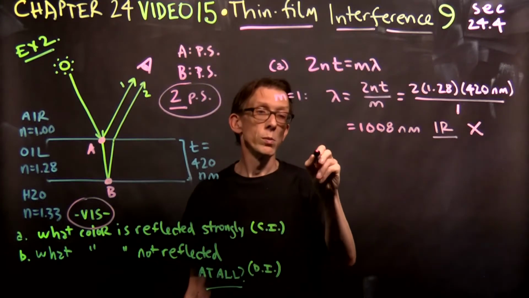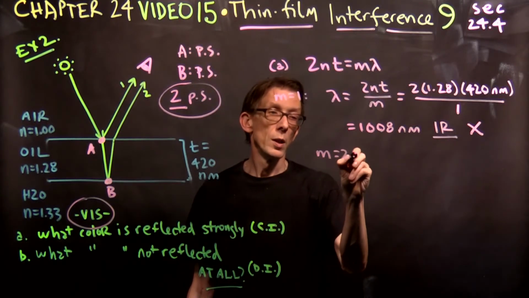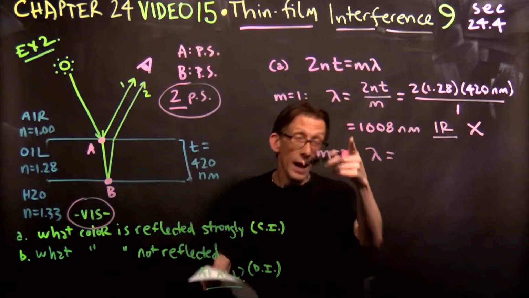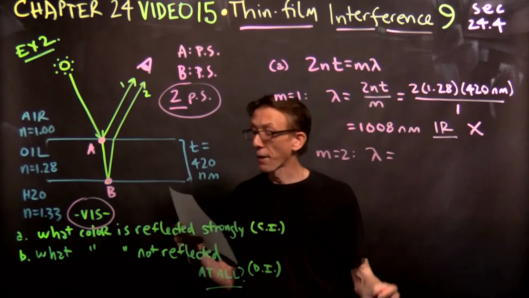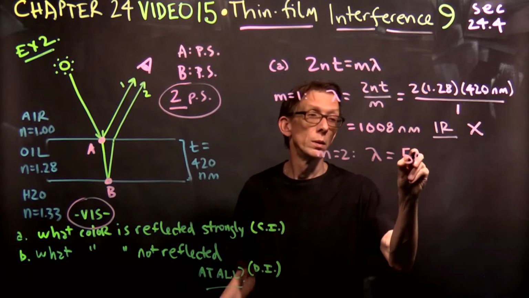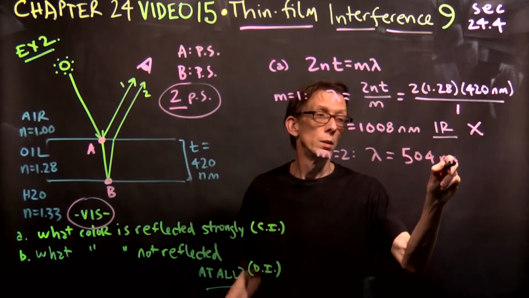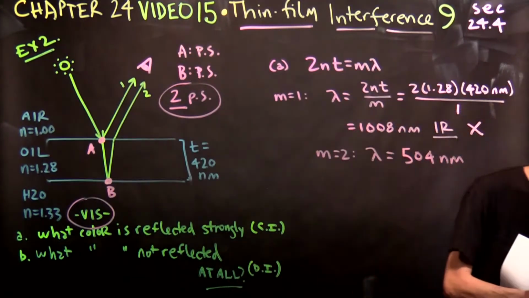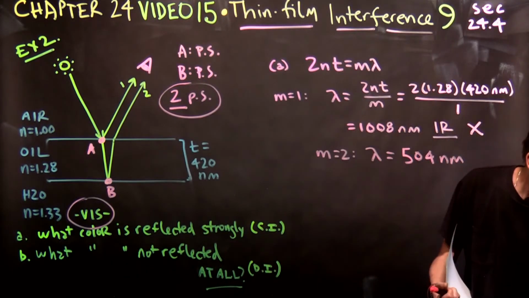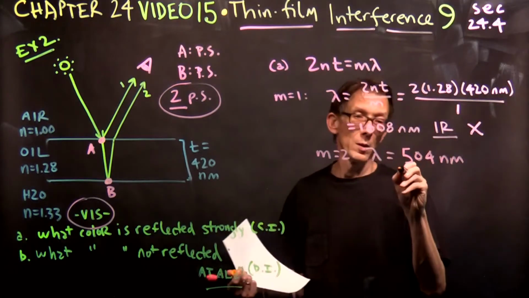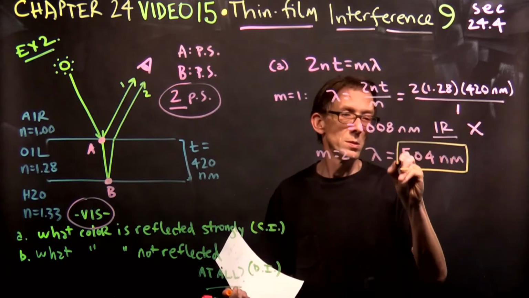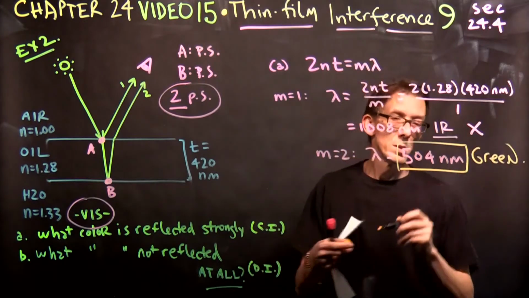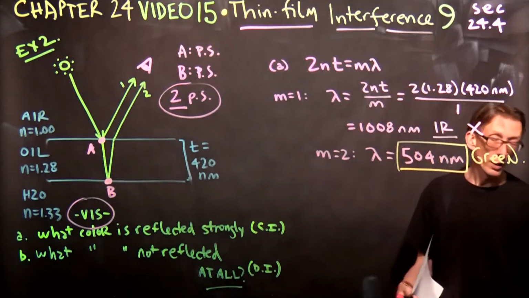Try m equals 2. If you plug in the numbers for m equals 2, you get half this number, which comes out to be 504. Now that is visible. That is green. Okay, nice, calming, natural green.